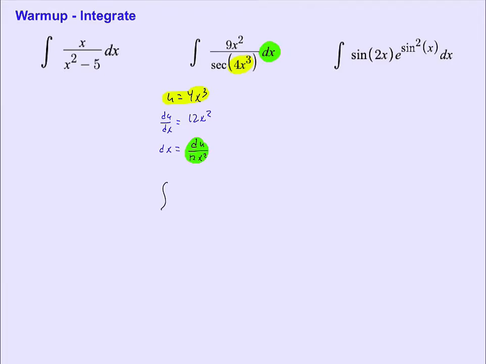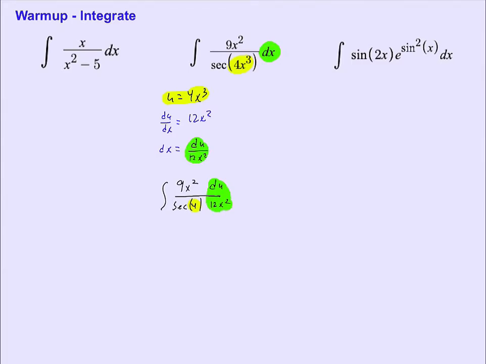So when I rewrite this, the 9x squared, I'm not doing anything with it quite yet, but the dx I'm going to turn into du over 12x squared. And also in the denominator is the secant of u. So notice what happened: we put the du over 12x squared in. We also put the u in. Those are the substitutions that we did.